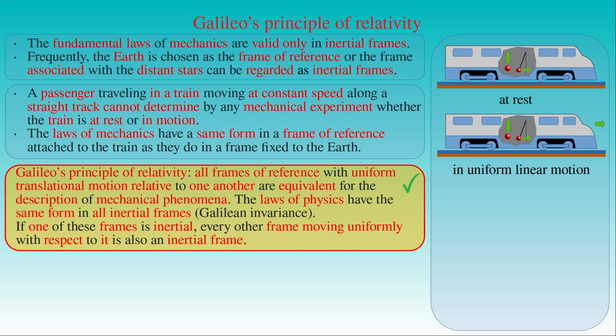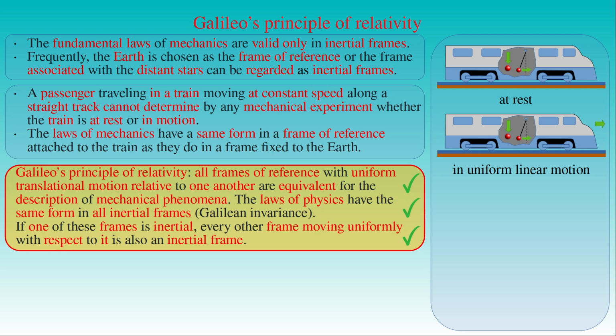More generally, the principle of relativity is a principle of Galilean invariance asserting that the laws of physics have the same form in all inertial frames of reference, that is, for all observers moving at constant velocity relative to one another. Consequently, if one of these frames is inertial, every other frame moving uniformly relative to it is also an inertial frame. Galileo had already recognized the equivalence of rest and uniform rectilinear motion through his famous ship experiment, but the principle was later formulated more generally in terms of inertial reference frames within Newtonian mechanics.